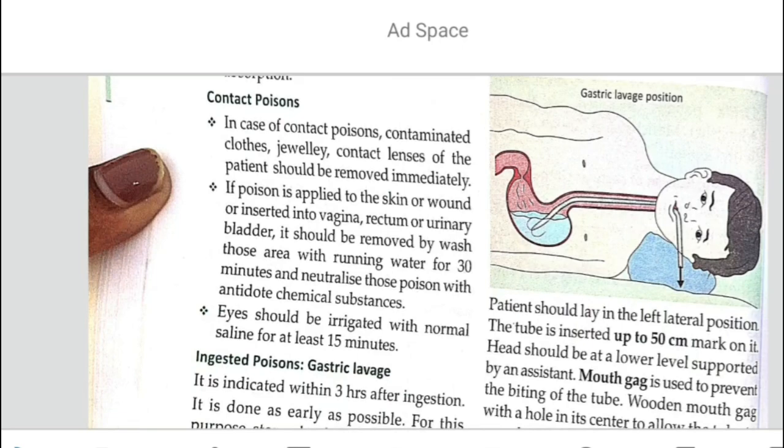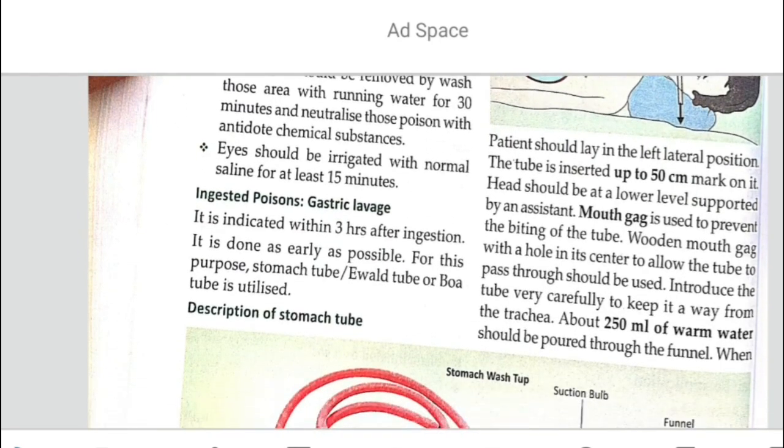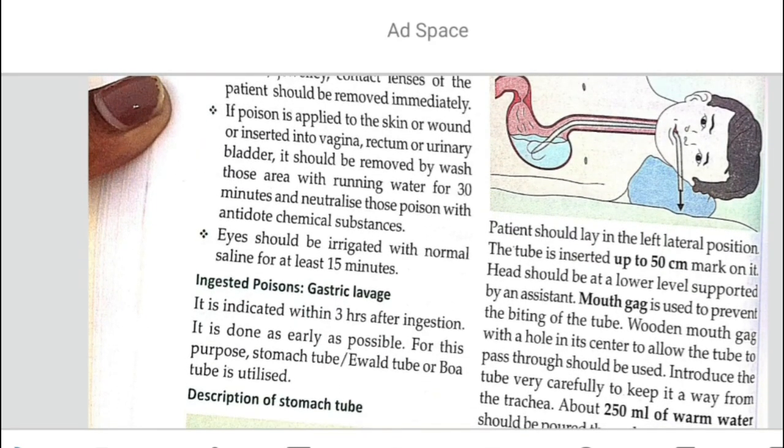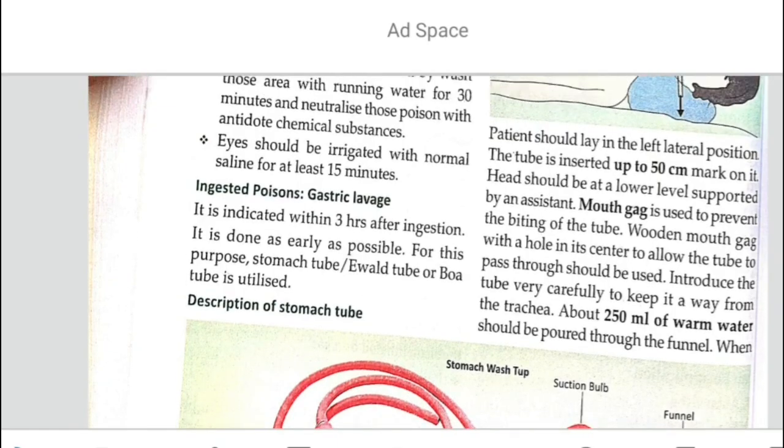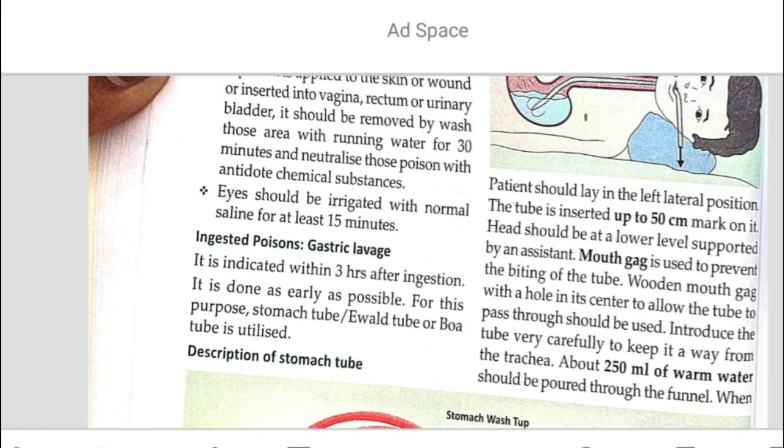Procedure: this is the procedure as shown in the diagram. The patient should lie in the left lateral position. The tube is inserted up to the 50 centimeter mark on it. The head should be at a lower level, supported by an assistant. The mouth gag is used to prevent biting of the tube. A wooden mouth gag with a hole in its center to allow the tube to pass through should be used. Introduce the tube very carefully to keep it away from the trachea.